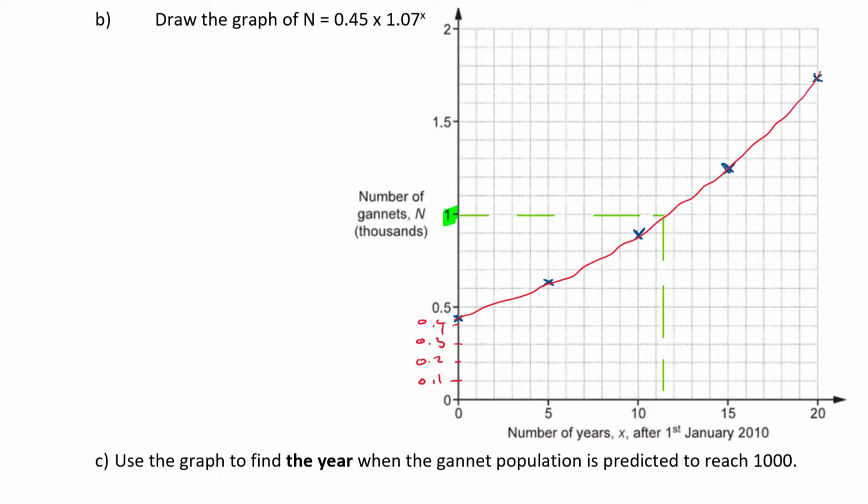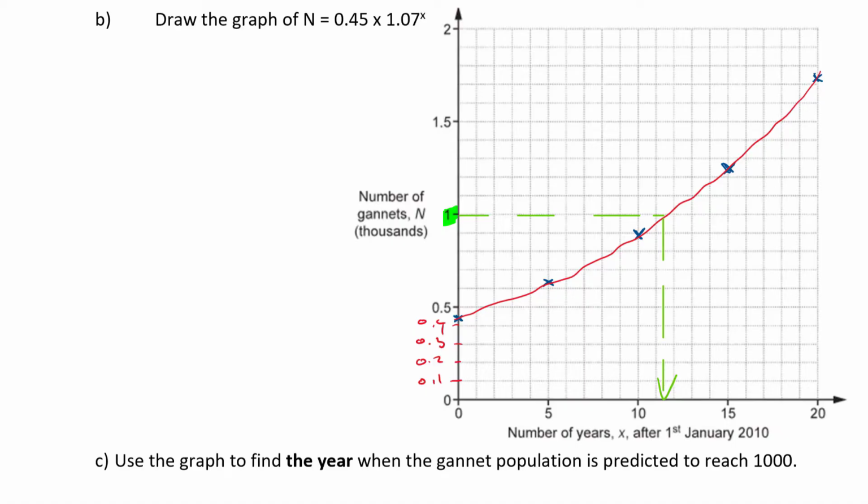Okay, so the answer I'm looking for is there then, isn't it? So it's a little bit more than 11. So should I go for 11.5? I think I'm going to go for 11.5 there. So use the graph to find the year when the gannet population is predicted to reach 1,000. Well, I think it's somewhere between 11 and 12, isn't it? But at 11 it won't quite have reached 1,000. It will be a little bit below. So I'm going to go for 12.